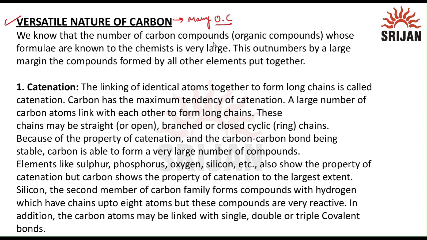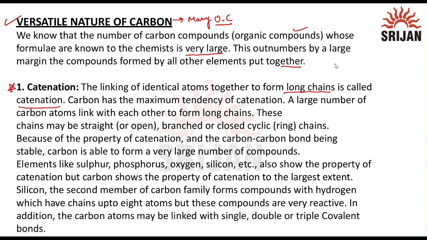We know that the number of carbon compounds, or organic compounds, whose formulas are known to chemists is very large. This outnumbers by a large margin the compounds formed by all other elements put together. So, if we discuss the properties by which carbon can make so many organic compounds, first of all is the catenation property. Catenation, the linking of identical atoms together to form long chains, is called the catenation property of carbon.